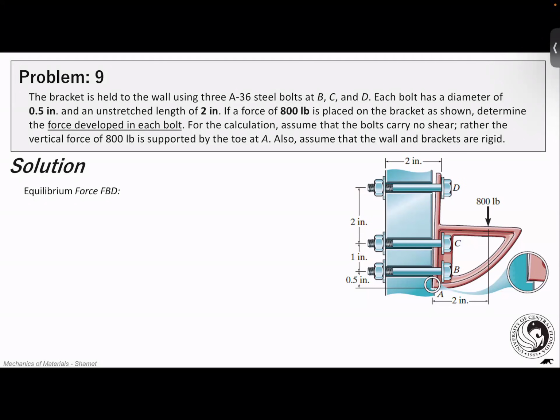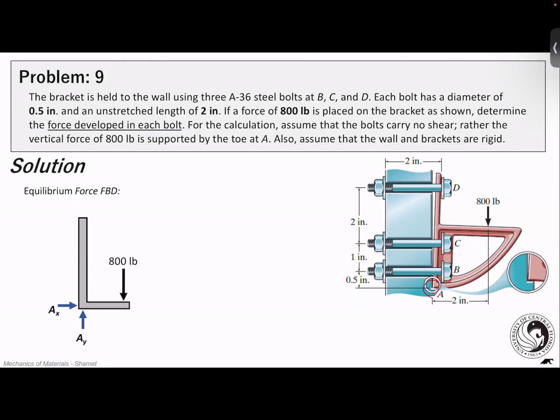Rather, the vertical force of 800 pounds is supported by the toe at point A right here. And all it's doing is causing a moment or a twist that would then want to pull these bolts out. We also assume that the wall and the brackets are rigid. So we're going to be drawing some triangles here, but despite all this crazy looking geometry, what we're looking at is just an L bracket like this, a rigid member that's not going to deform.